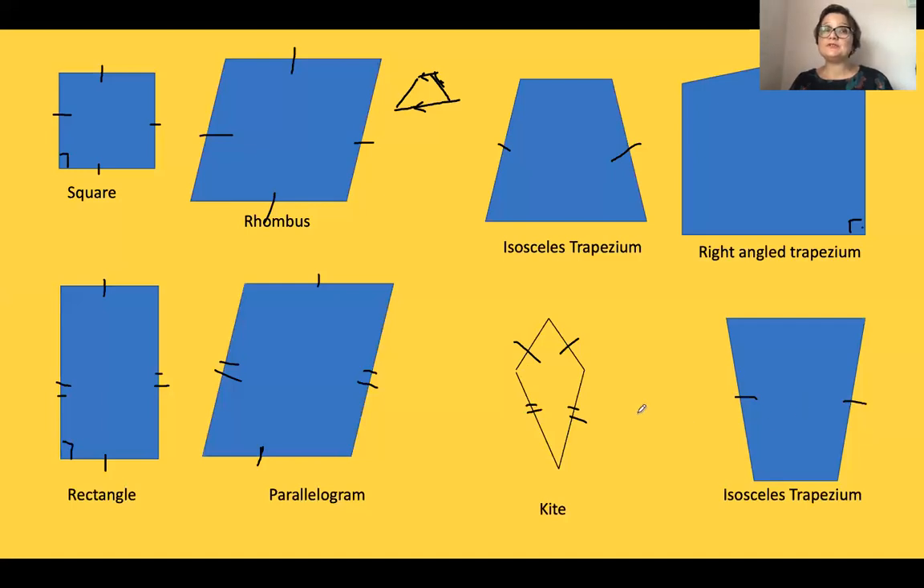So if you know all these properties of quadrilaterals and the rules that we just learned, that the interior angles add up to 360 degrees and exterior angles add up to 360 degrees, you'll be able to solve any problems that involve angles in quadrilaterals.